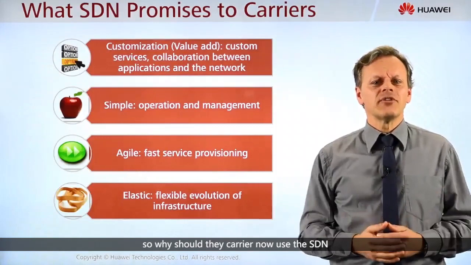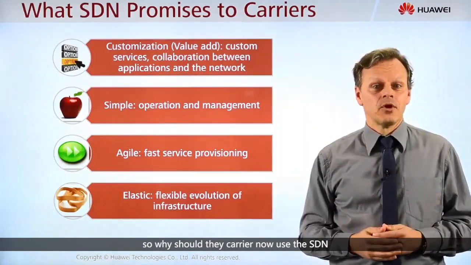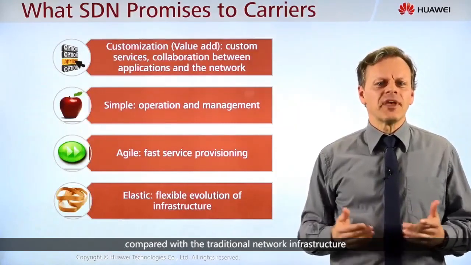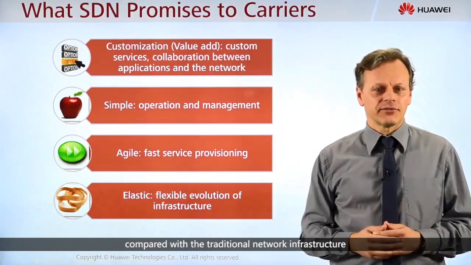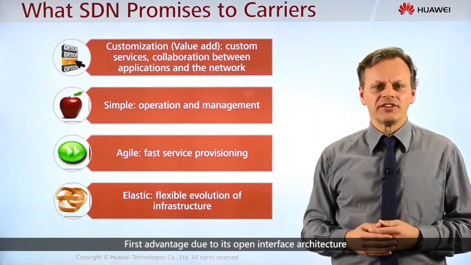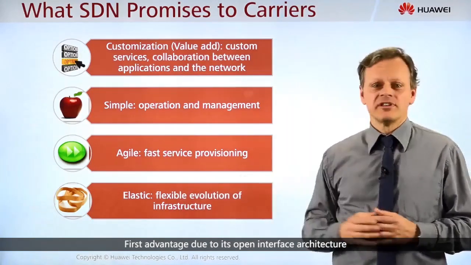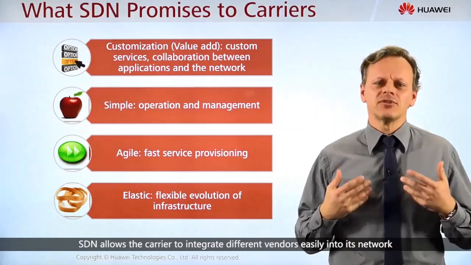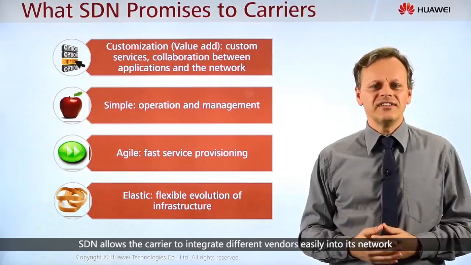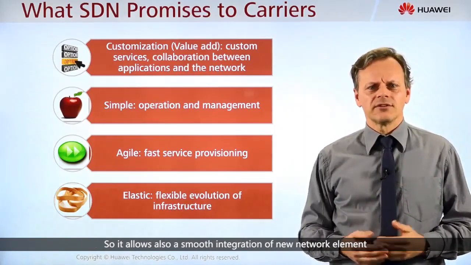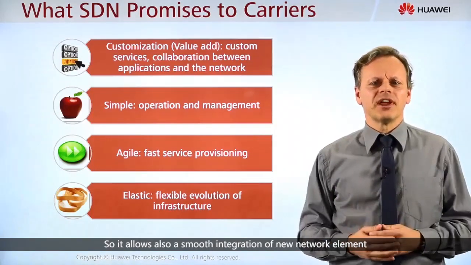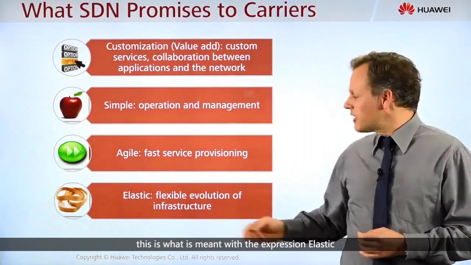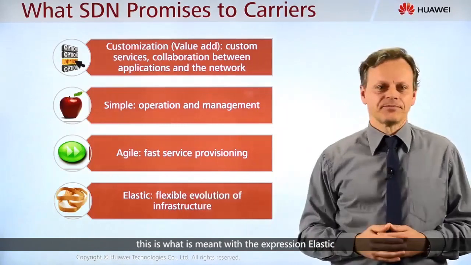So why should a carrier now use SDN? Well, because SDN provides some real advantages compared with the traditional network infrastructure. First advantage, due to its open interface architecture, SDN allows the carrier to integrate different vendors easily into its network. So it allows also a smooth integration of new network elements. This is what is meant with the expression elastic.